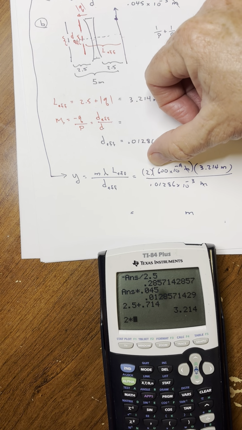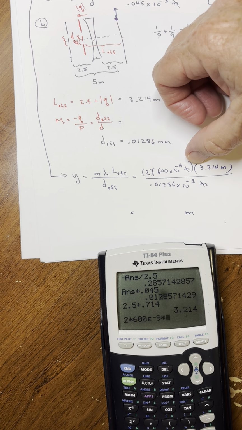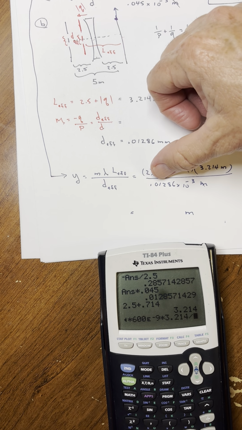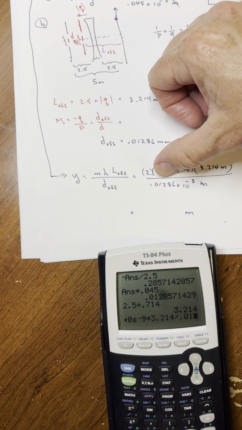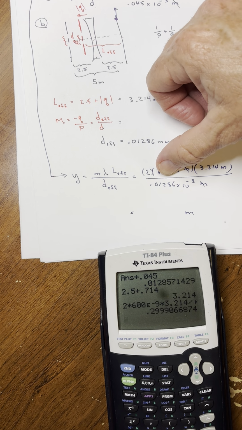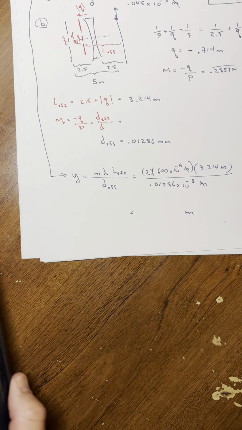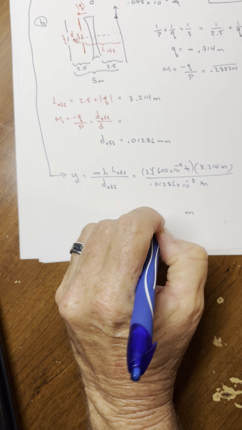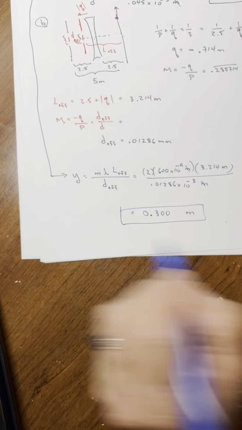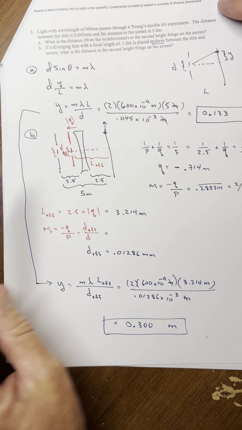2 times 600 times 10 to the negative 9 times 3.214 divided by 0.01268 times 10 to the negative 3. And, at least to 3 significant figures, it's 3/10 of a meter. Yay. All right, that was a tough one.